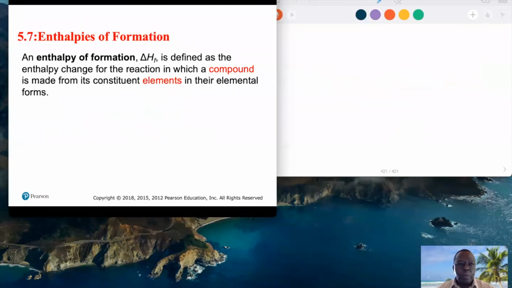Now, enthalpy of formation, with the subscript F, you'll see this notation for formation. Subscript RXN is for reaction.